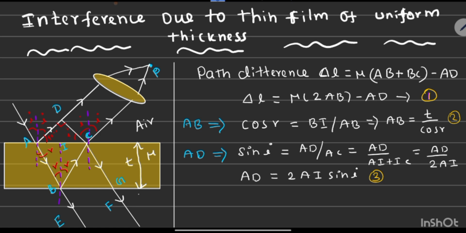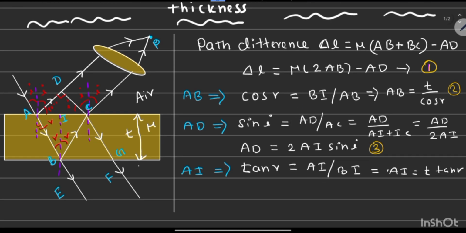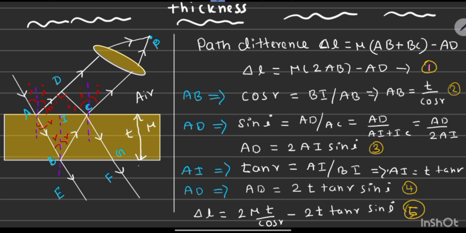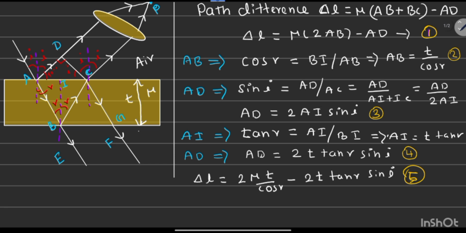So now I am going to substitute here. Again I have to find tan r, which means AI. To find AI, I am going to find tan of r, which is AI by BI. We know BI is t, so AI is t times tan r, and substituting this AI here, we get AD is equal to 2t tan r into sin i. So this is my equation number 4.